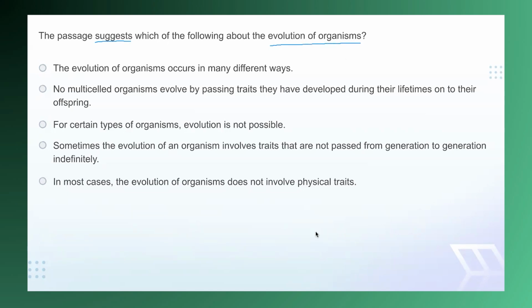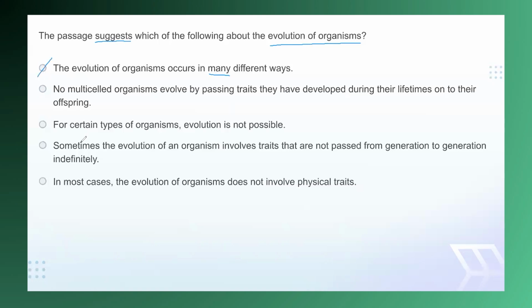A, this is a pretty popular answer, but there is one word that makes it distinctly incorrect, and that's many. This is a pretty strong word, a pretty extreme word, so we want to be absolutely sure that it is true based on what's in the passage. And the passage only ever references two means of evolution. That is not many. So we're going to go ahead and eliminate.